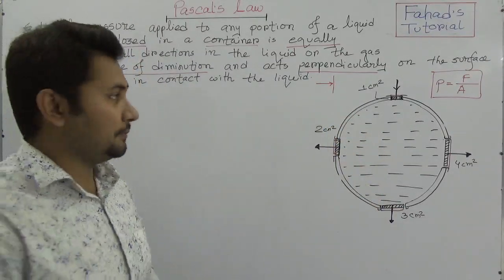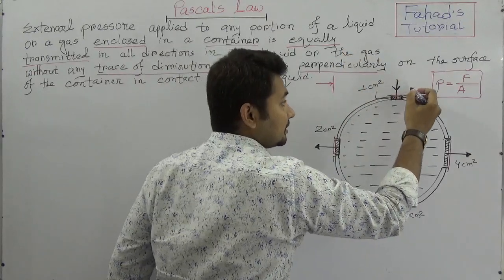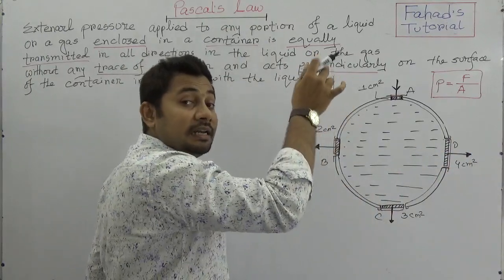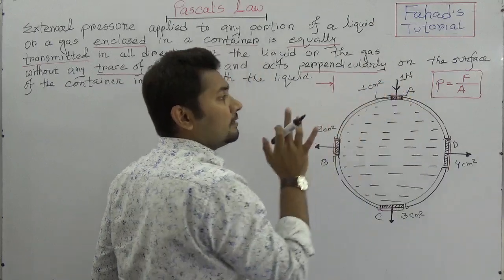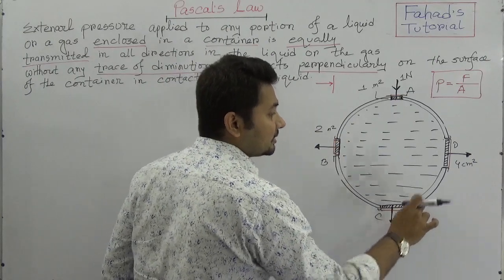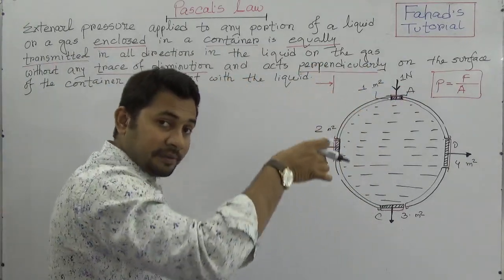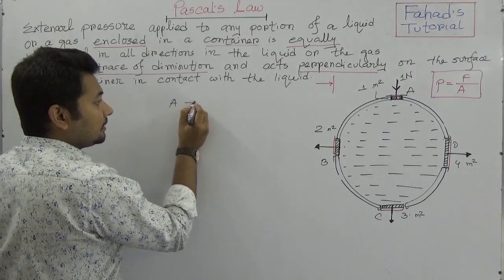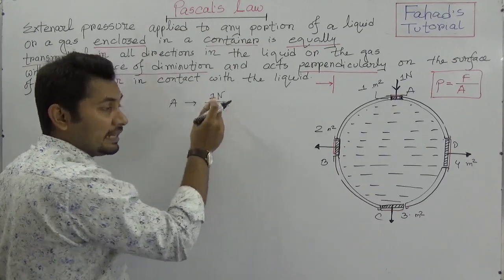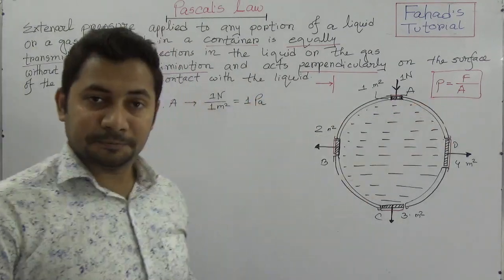So right now, what will happen? If any external force is applied to these pistons, suppose these are A, B, C, and D, and suppose one newton is applied. For simplification, we can actually think about meter square instead of centimeter, so that it will be easier for you to understand. Suppose 1 newton is applied to a 1 meter square piston. So in a piston, 1 newton were applied to 1 meter square area. So usually it would be 1 pascal. You know it from P equals F by A.